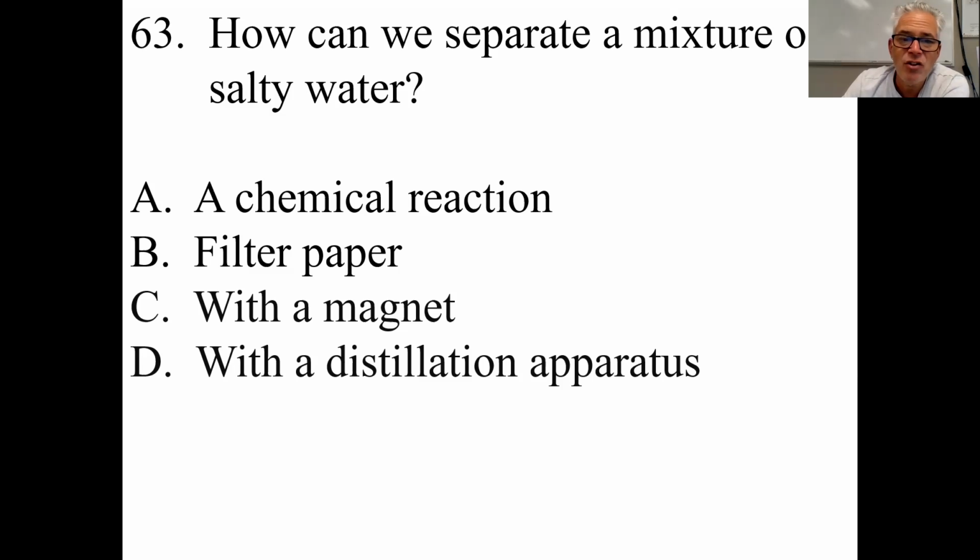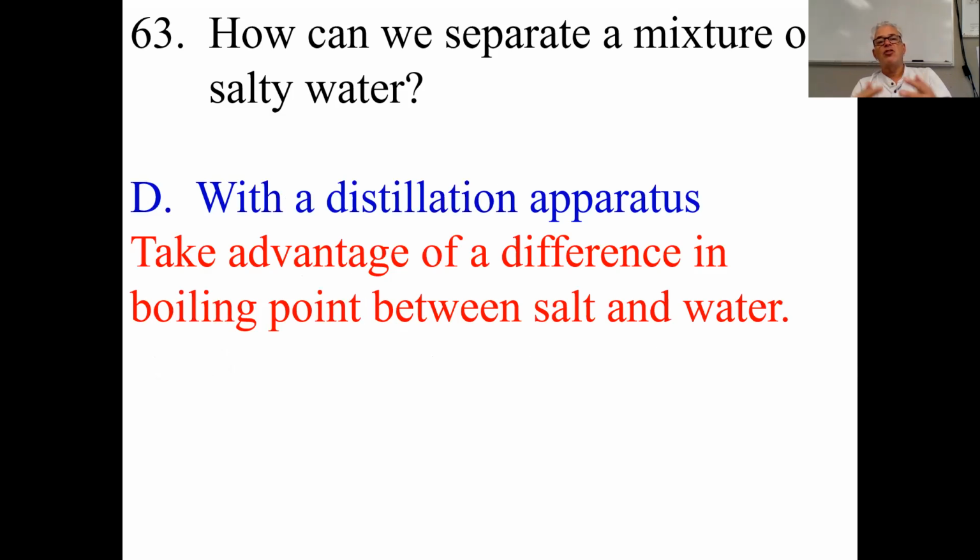But with the distillation apparatus, you can take advantage of a difference in the boiling points, right? Salt and water boil at different temperatures. Water boils at about 100, and the salt would boil at about 4,000. So if you heat the salty water to say 105 degrees centigrade, the water would boil off. You could distill it and catch it and condense it into some water in a beaker on the other side, but the salt would just get hot in the distillation flask. So you could take advantage of a difference in boiling point.